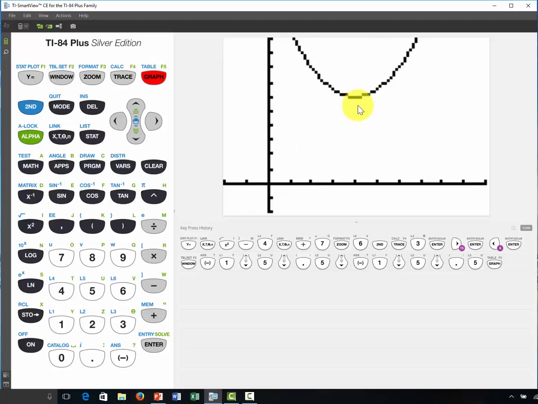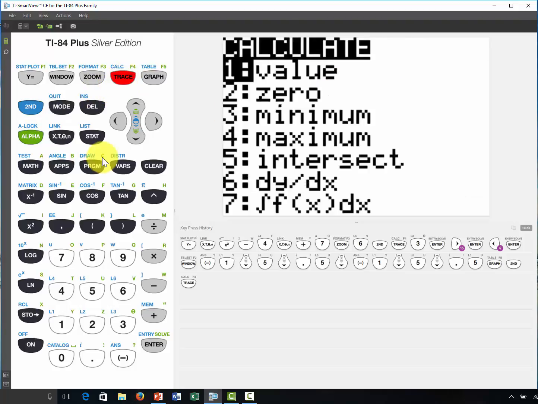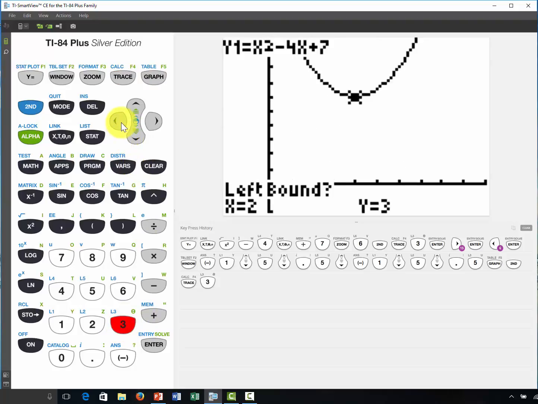Okay, we see a little bit better picture of the parabola. So now when I go back to second and trace, number 3, I'm going to scoot it to the left a little bit. For my left bound, hit enter. Scoot it to the right.